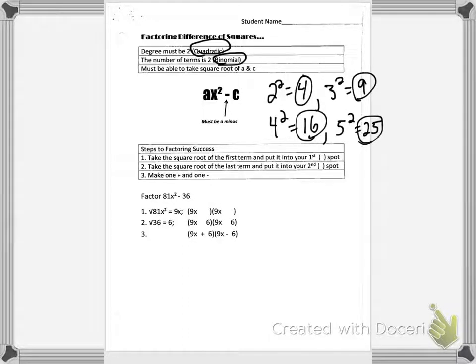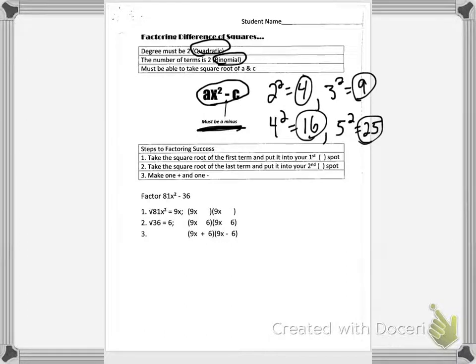So it needs to be in this form right here, ax squared minus c. And like this says, this is another condition that needs to be met. That must be a minus sign. If that's a plus sign, I can't use this difference of squares rule. So let's look at some more of these steps to factoring success.